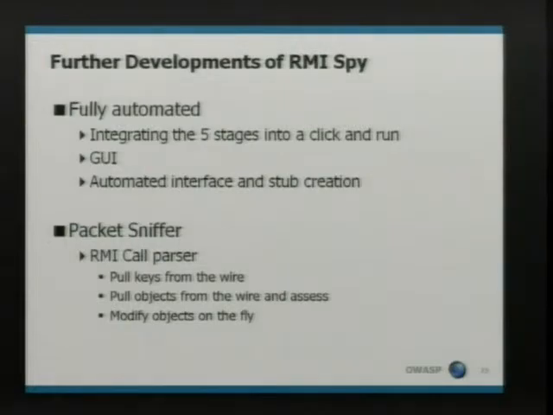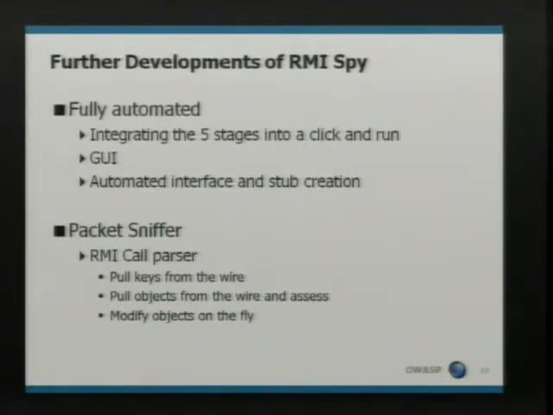So you've seen that RMI spy is actually kind of tedious: it requires some code changes, you need to understand Java, and you need to recompile some stuff on the fly. But I'm going to make it fully automated. I'm going to take all five steps of the methodology, and it's going to be a single click and run. For those people who love a GUI, sure, I'll put a button on it. There are going to be automated interfaces, stub creation, and packet sniffers.